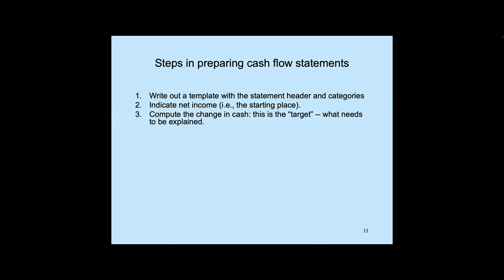Number 3 says compute the change in cash. And this is the bottom line, really. It's not truly the bottom line because typically there's a little reconciliation at the bottom, but this is the target. This is what we're trying to explain, the change in cash, as I discussed in the algebra, where we put the change in cash on the left-hand side of the accounting equation.